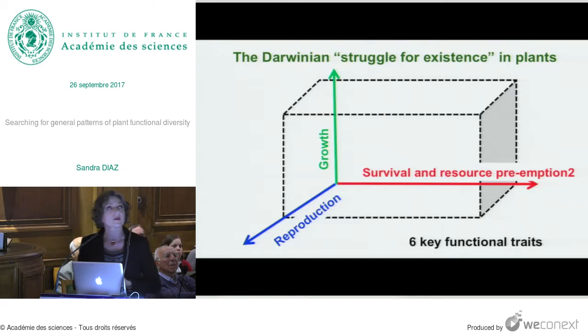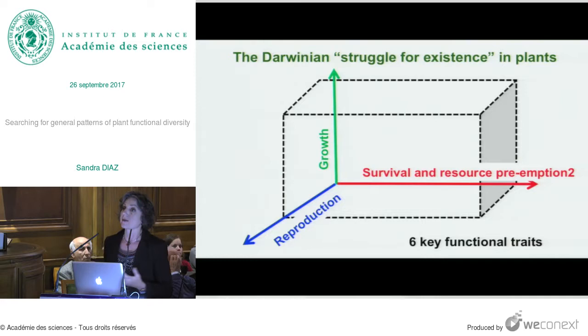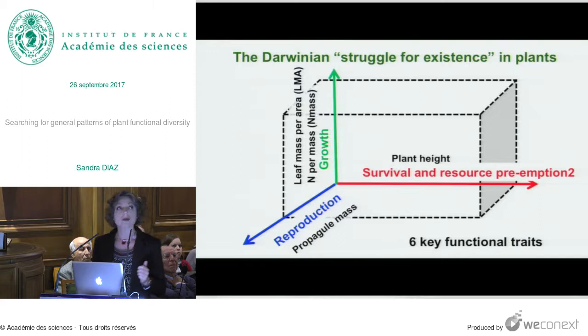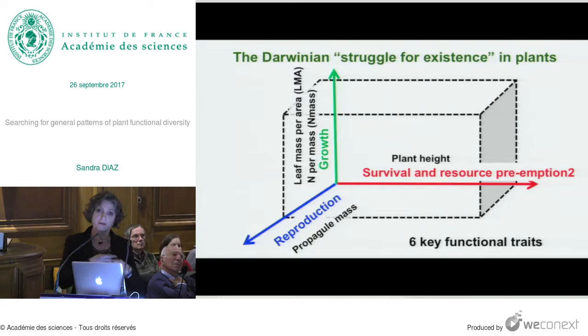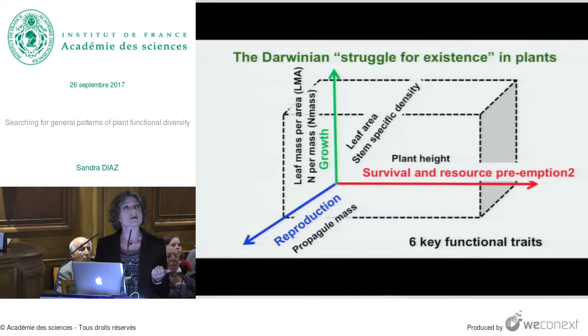Now, to make this operational, we needed to identify a relatively small number of functional traits that would be fundamental enough to encapsulate these three dimensions and at the same time available for a very large number of plants worldwide. So we finally settled for plant height, the size of seeds or spores, leaf mass per area, which is a measure of how much carbon is invested per unit of leaf lamina, leaf nitrogen concentration, the size of leaves, and stem density.